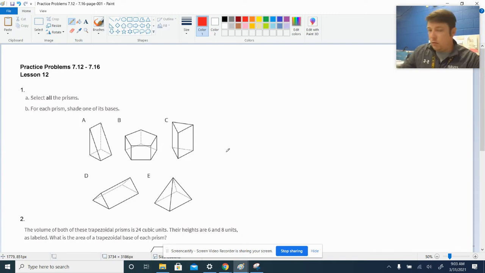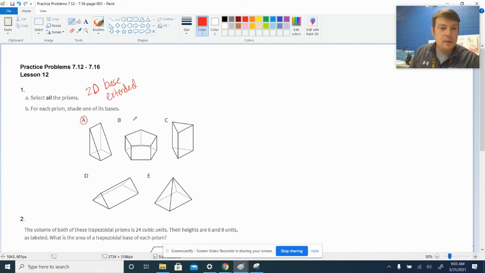We are selecting all of the prisms. Now remember, a prism is a 2D base that has been extended, and it has rectangles all the way around it. So a 2D base extended is what we're looking for when we're nabbing prisms. So this one right here, A, is a triangle that's been extended.